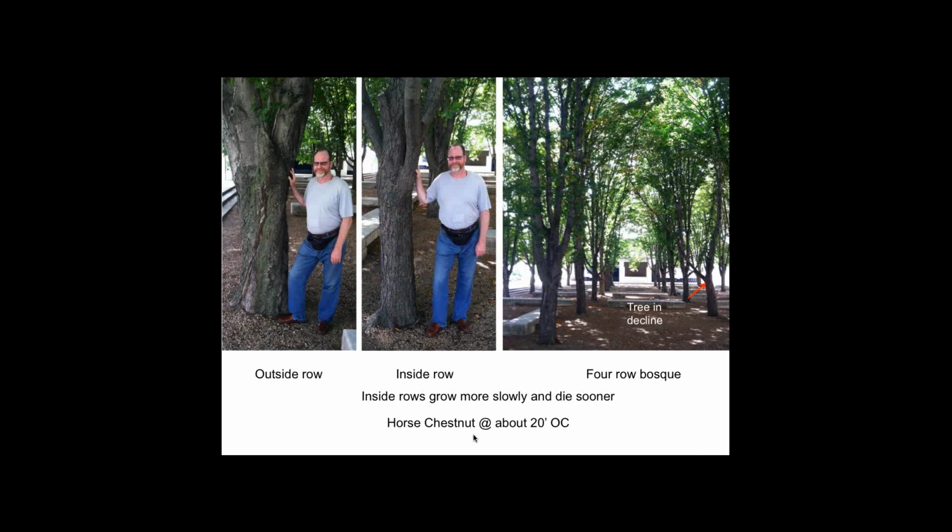And when the canopies get smaller, the trunk diameters get smaller. So here is a 4-row bosque, the outside row growing at almost twice the trunk diameter rate as the inside, and some of the inside row trees beginning to decline, losing fairly large pieces of branch, and eventually this inside row will begin to die out.